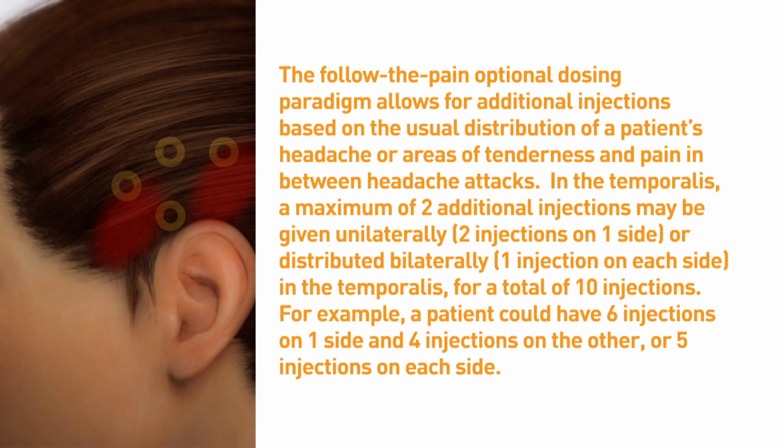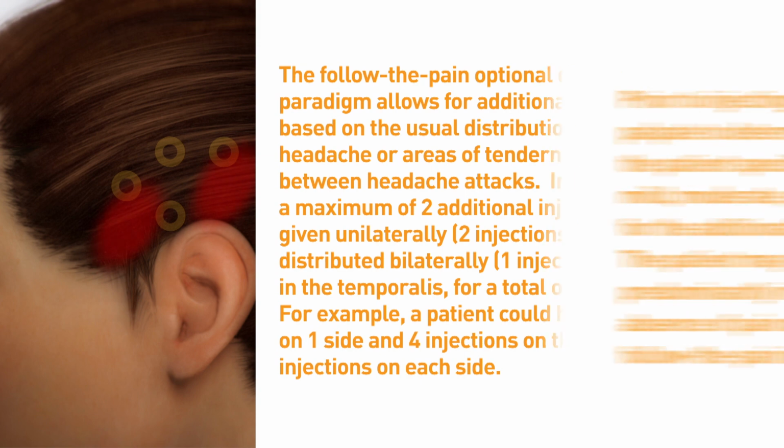The follow-the-pain optional dosing paradigm allows for additional injections based on the usual distribution of a patient's headache or areas of tenderness and pain in between headache attacks. In the temporalis, a maximum of 2 additional injections may be given unilaterally, 2 injections on one side, or distributed bilaterally, 1 injection on each side, in the temporalis for a total of 10 injections. For example, a patient could have 6 injections on one side and 4 injections on the other, or 5 injections on each side.